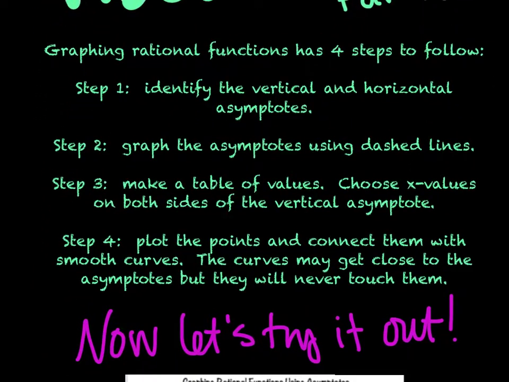First of all, there are 4 steps that we need to follow. For graphing rational functions, we have 4 steps. Step number 1, we need to identify the vertical and horizontal asymptotes, which we learned in video number 1. After that, we're going to graph those asymptotes using dashed lines.